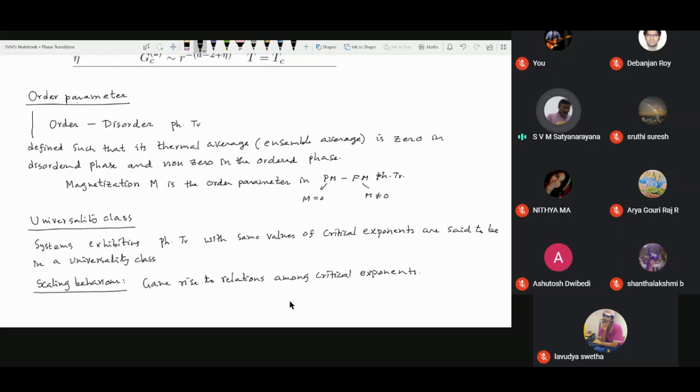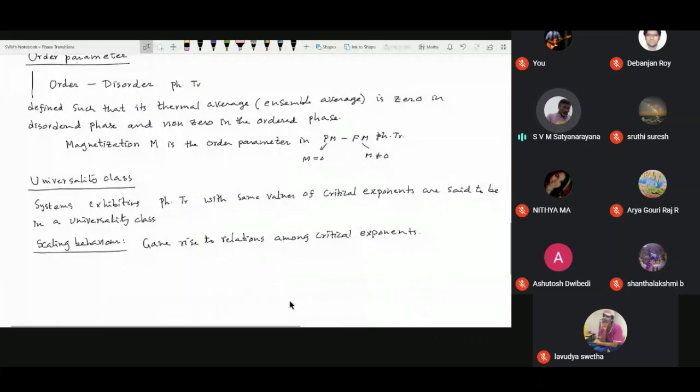Basically, if I try to dilate the system, that means if I make the lattice parameter some lambda times the lattice parameter, then I will be able to scale my order parameter such that the correlation length will acquire a different exponent. So it will be possible to connect all these critical exponents. That kind of scaling behavior is observed, and then universality classes have been classified.